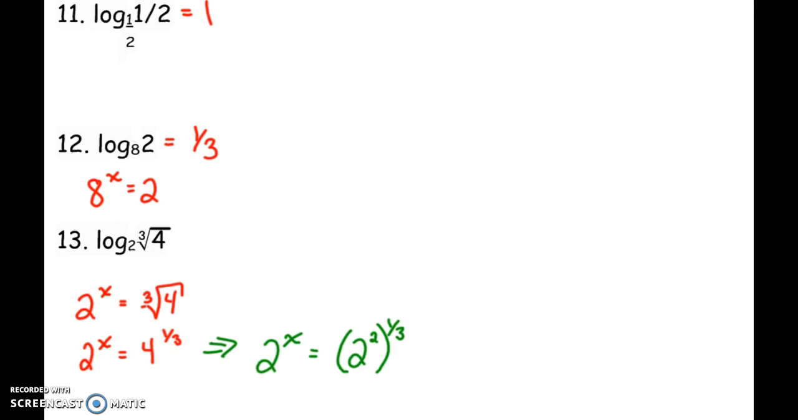Now, this expression on the right side looks a little weird, doesn't it? Power to a power. What do we do with those exponents? Multiply. Lovely. 2 times 1/3 is 2/3. So what is our answer to this logarithm? The 2/3. 2 to the 2/3 is equivalent to the cube root of 4. Complicated, but it's manageable.